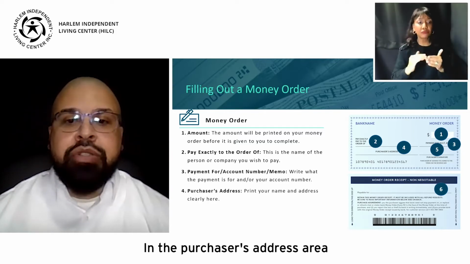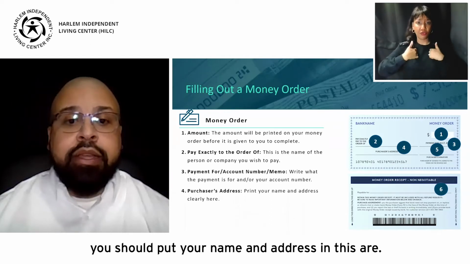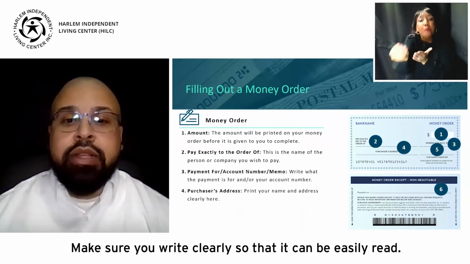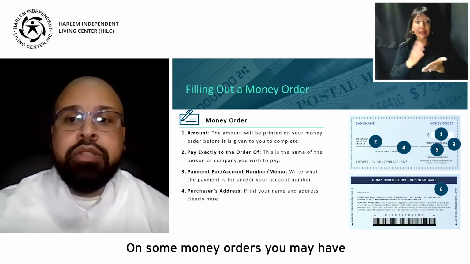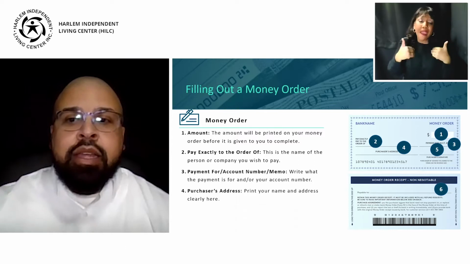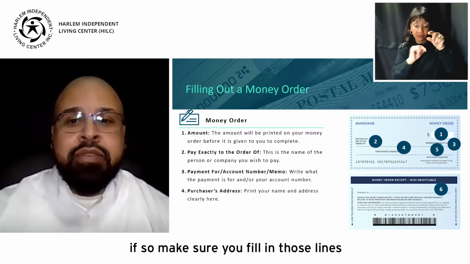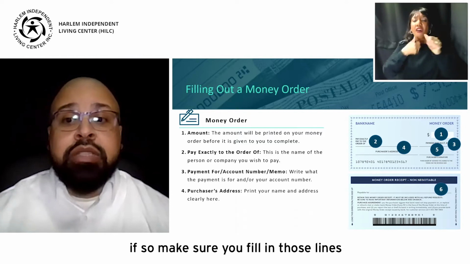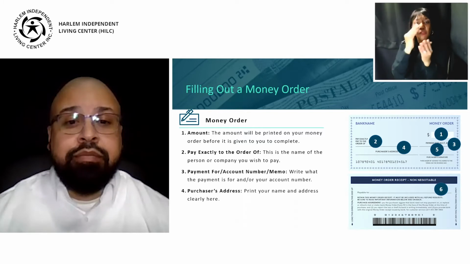In the purchaser's address area, you should put your name and address in this area. Make sure you write clearly so that it can be easily read. On some money orders, you may have a separate line for your name and address. If so, make sure you fill in those lines with the requested information.